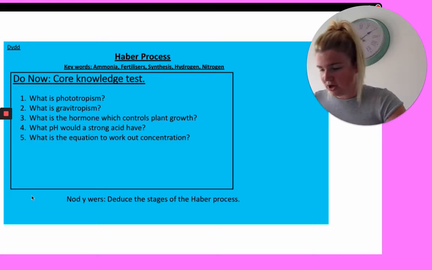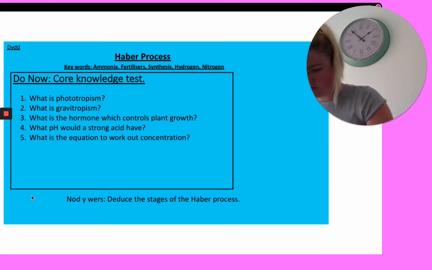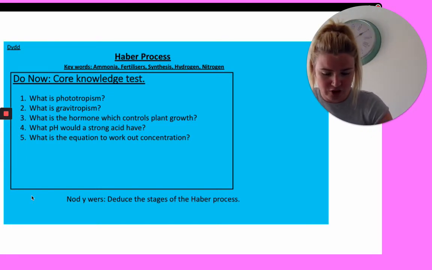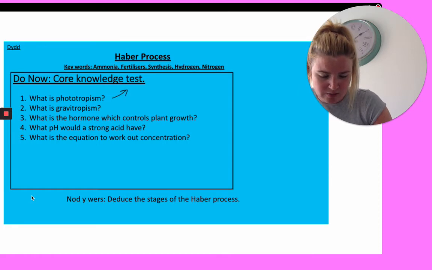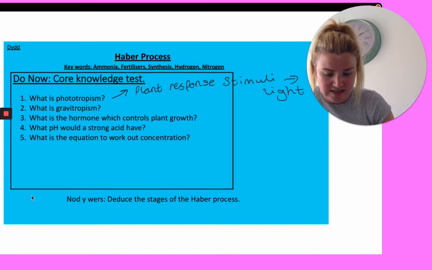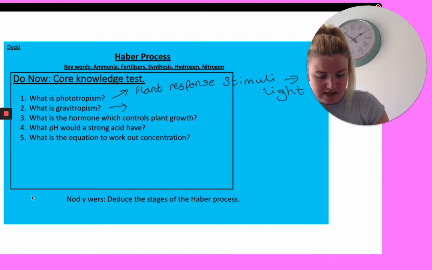Right, so you should have now had time to pause the screen and have a go at them. So I'm going to now go through the answers. So what's phototropism? Phototropism is when a plant responds to a stimulus, and that stimulus is light. Gravitropism is exactly the same thing, a plant responding to a stimulus, and that stimulus is gravity. So a plant's response to a stimulus.